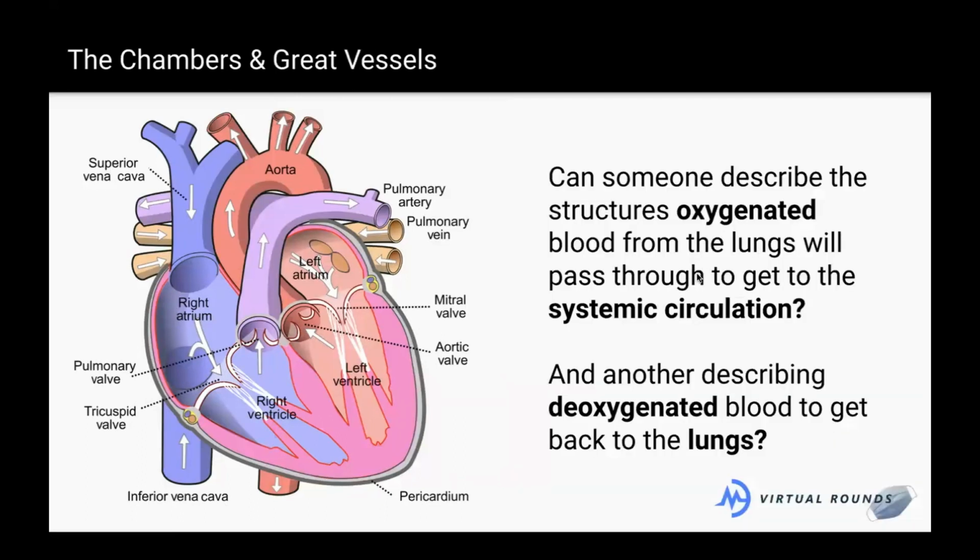So these are the chambers and the great vessels of the heart. They are actually called the great vessels. It's not just because I think they're cool. So I want someone to either, if you can, unmute or type up in the chat: can you describe the flow of oxygenated blood through the heart? Let's start you here in the pulmonary vein. Can you talk me through getting all the way from here down into the systemic circulation? What structures do I traverse?